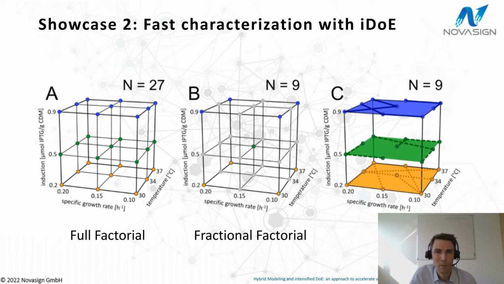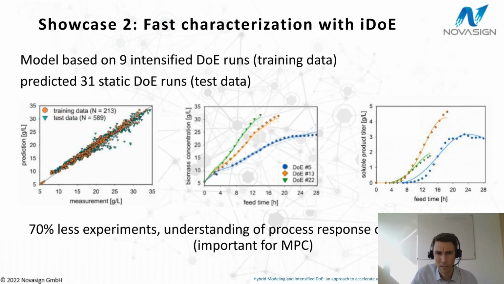That means you can screen 27 parameter combinations with only 9 experiments. And now when looking at the results, basically you see this here. So we created a hybrid model based on these 9 intensified design of experiment runs, which are these orange dots, and created the hybrid model.